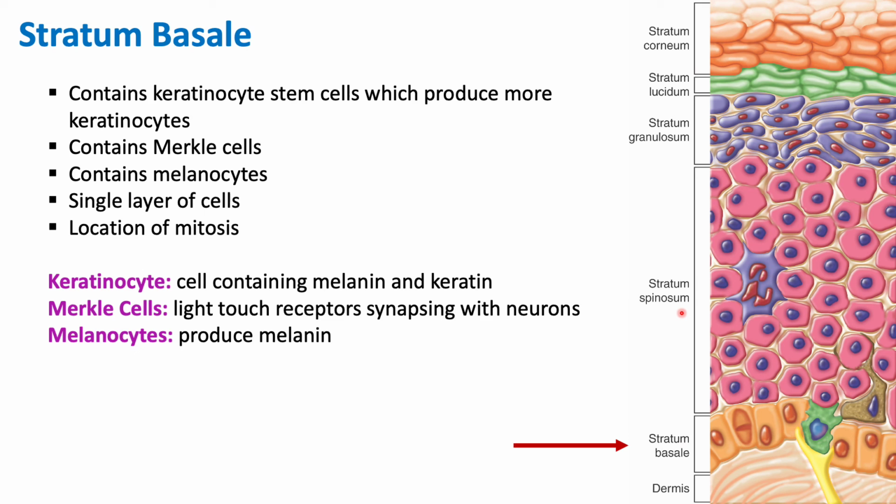Now, remember, the way you can recall all 5 levels of the epidermis is through the acronym COME, Let's Get Sunburnt. And remember that the stratum spinosum is the thickest layer of the epidermis, but the stratum lucidum is found in areas of thick skin, for example, the palms and the soles of our feet.